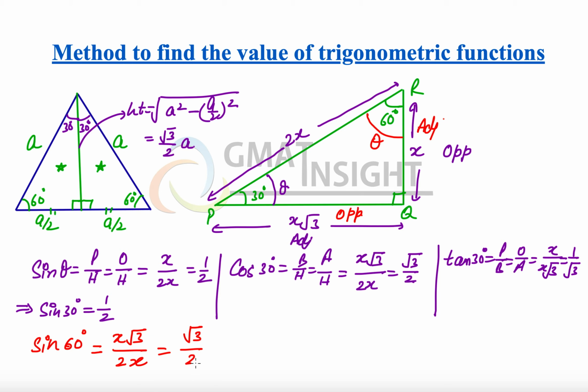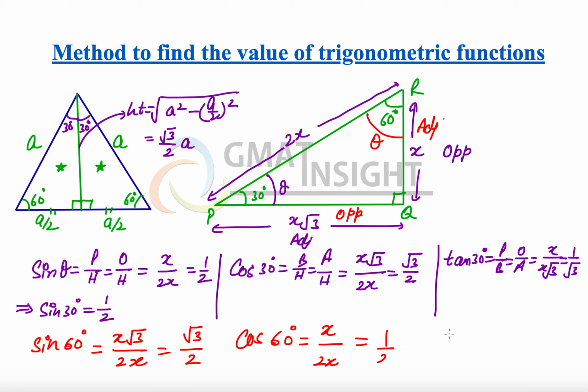Similarly, if we want to find cos 60 degrees, we can use the same principle, and we can say that cos 60 degrees is equal to the base over hypotenuse or adjacent over hypotenuse, but the adjacent or the base in this particular case is x, while the hypotenuse is equal to 2x. So the ratio becomes 1 over 2.